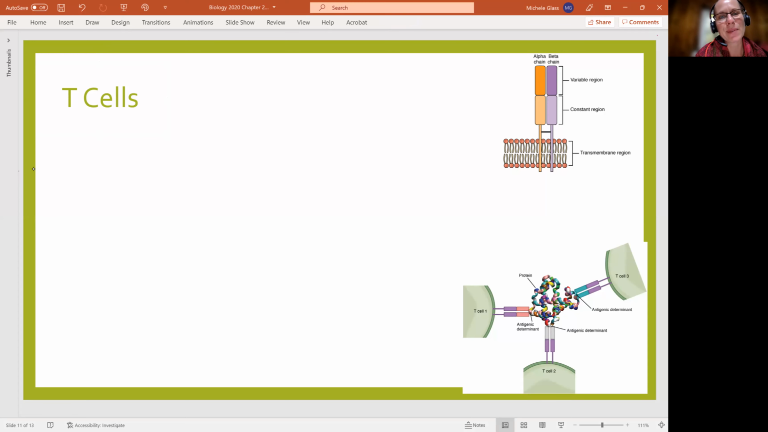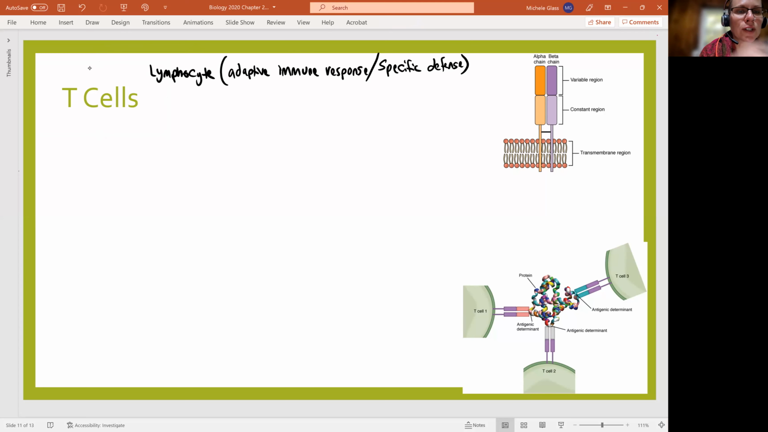Michele here, and our topic for this video is the T cell specifically. Now remember that this is a lymphocyte, which means it's involved in the adaptive immune response, or what we can talk about as specific defense. It is, of course, called a T cell because it is going to be trained and mature at the thymus.